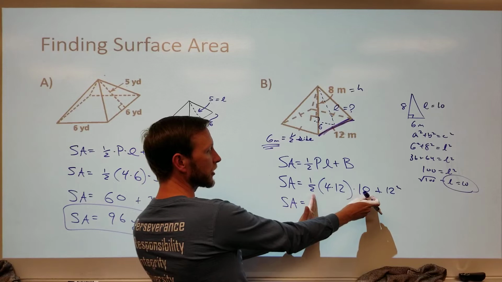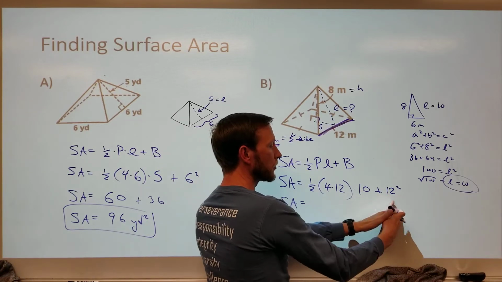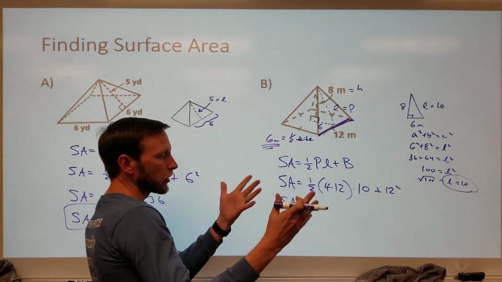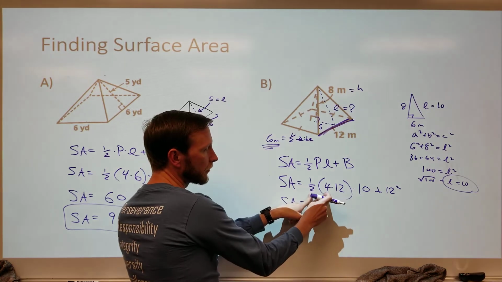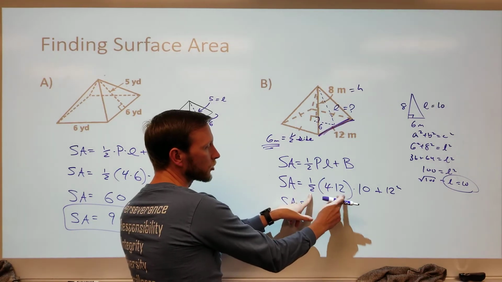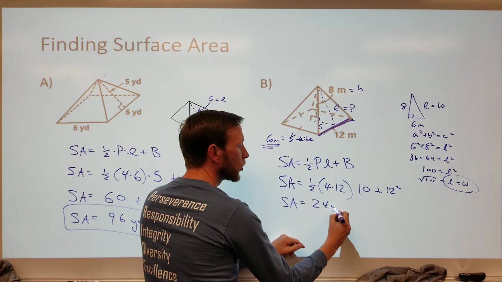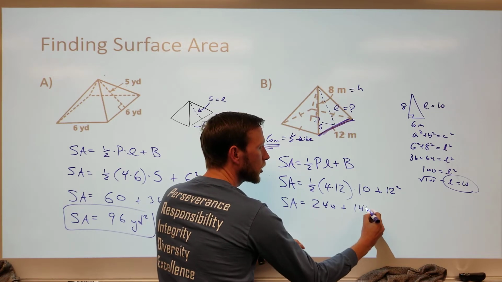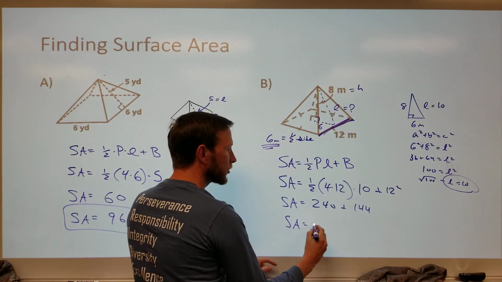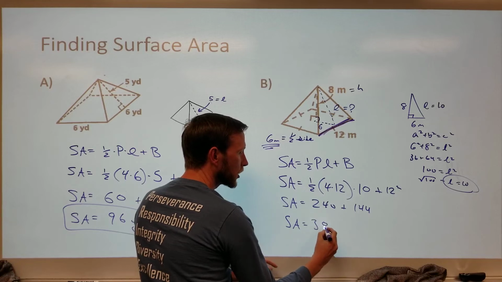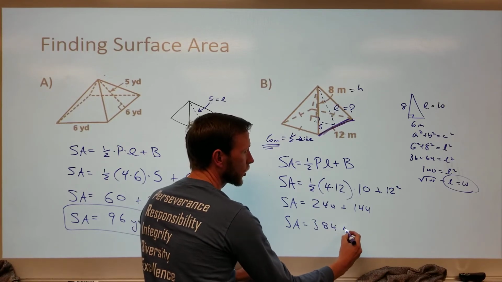Again, my recommendation is let's find that lateral area, let's find that area of the base, and then let's add them up. But it obviously doesn't matter. Half of 4 is 2. 2 times 12 is 24. 24 times 10 is 240. That's 144. Adding those together, not too challenging to get 384 square meters.